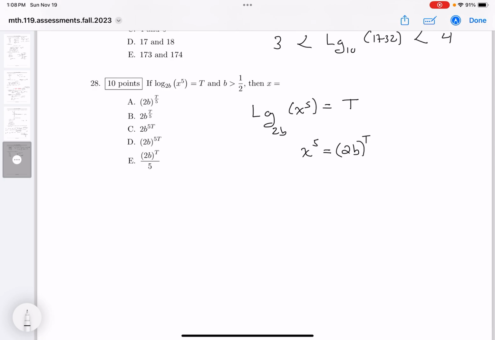All right, how do I do that? Well, I take the 5th root of both sides. And what do you get over here? 2b. And again, I'm raising both sides to the 1/5, so it'll be t over 5. Do I see this in the key? I think so. Let me make sure I'm seeing that. Yep, it's letter A. All right, we're done.